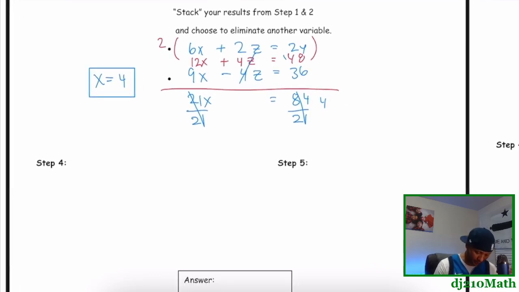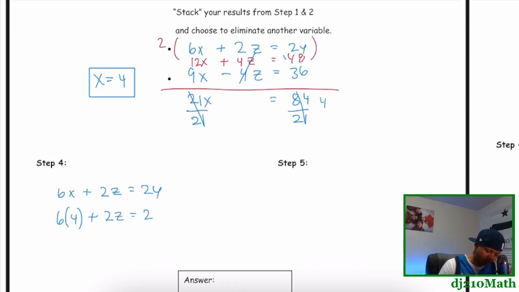The next step, immediately we take what we found and we plug it back into one of these equations. I'm going to choose, it doesn't matter which one you choose. I like the original with smaller numbers. So 6 times x plus 2z equals 24. So I'm plugging in x equals 4. So 6 times 4 plus 2z is equal to 24.